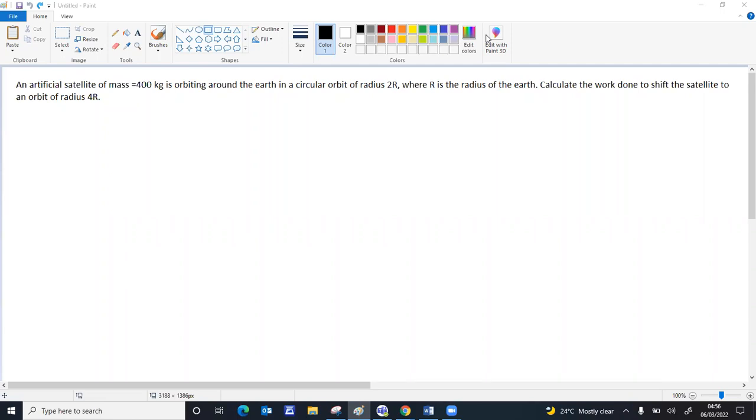This question is given with an artificial satellite of mass 400 kg orbiting around the Earth in a circular orbit of radius 2R. R stands for the radius of the Earth. Calculate the work done to shift the satellite to another orbit of radius 4R.